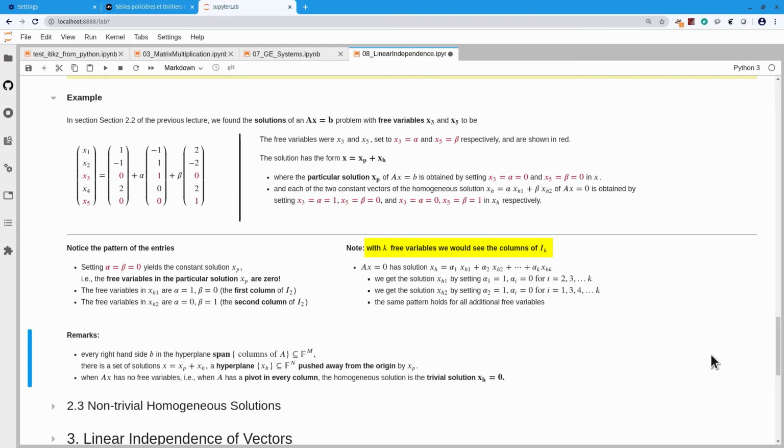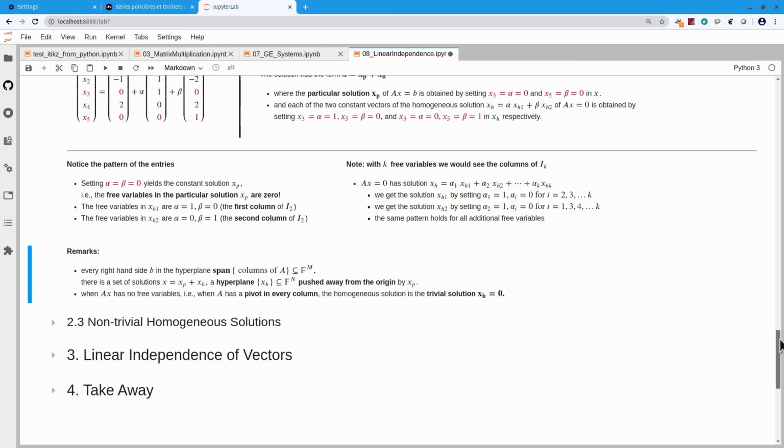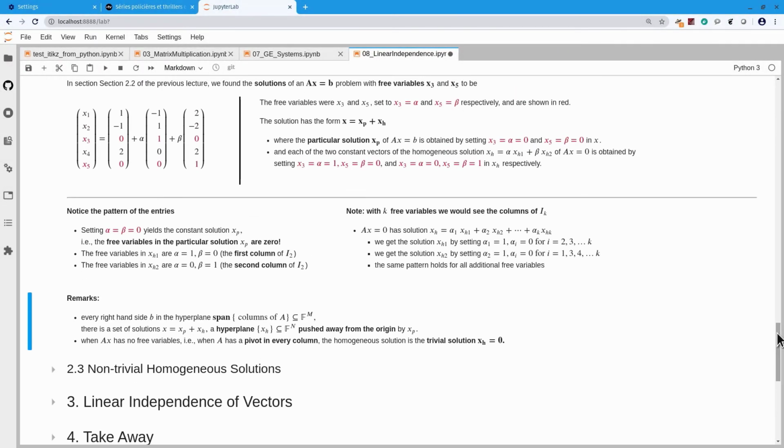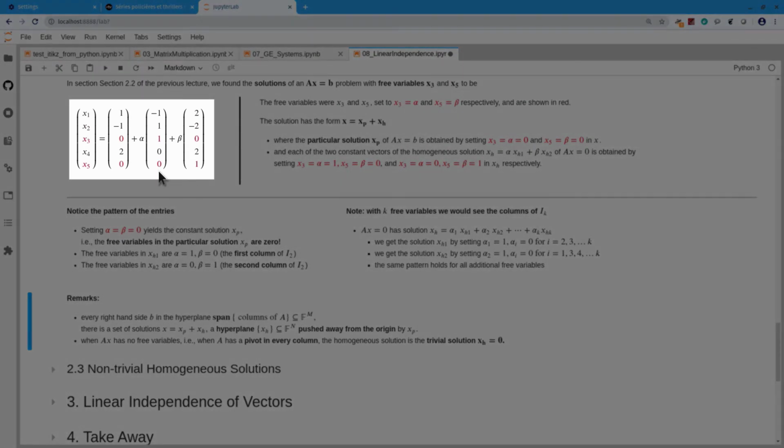With k free variables, we just get more and more columns of I. So where we are now is that for every right-hand side B in the span of the columns of A, so as long as I have a solution, then the set of solutions, x equals xp plus xh, is a hyperplane. If you look, xh is a span of 2 vectors here. It's a hyperplane in R5. And that plane is pushed away from the origin by a constant vector.